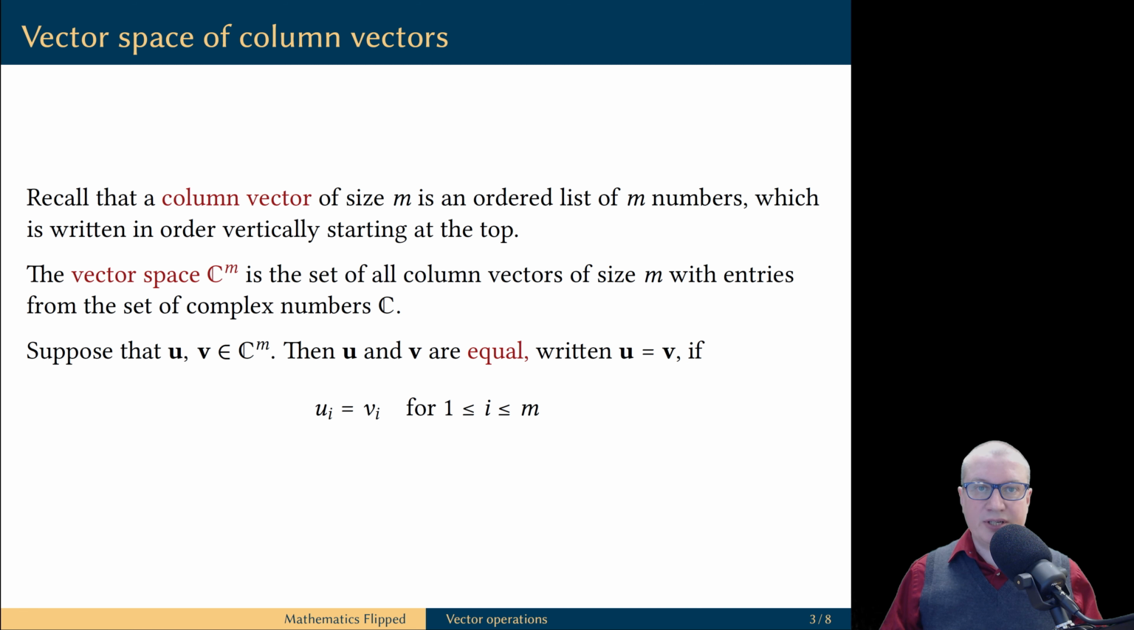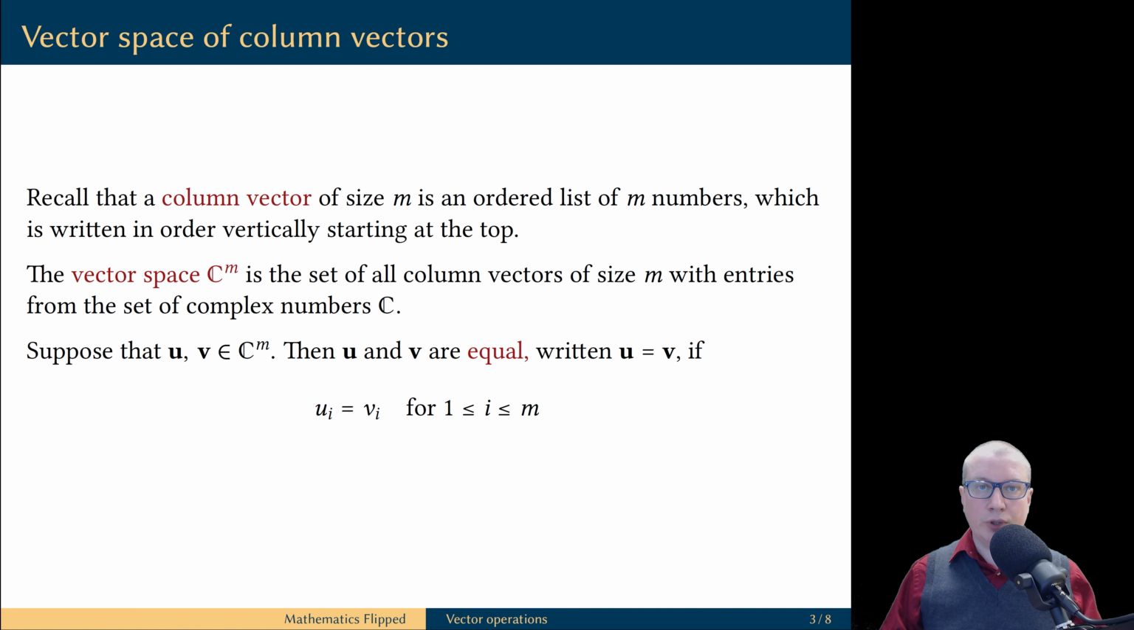The vector space Cm is the collection of all possible column vectors of fixed size m whose entries are complex numbers. It is not an accident that we use the word space to denote this object. We will understand the meaning of this word later in the course.